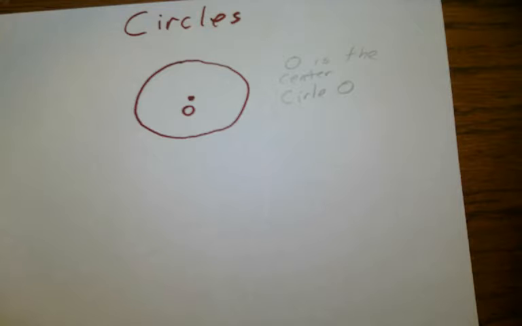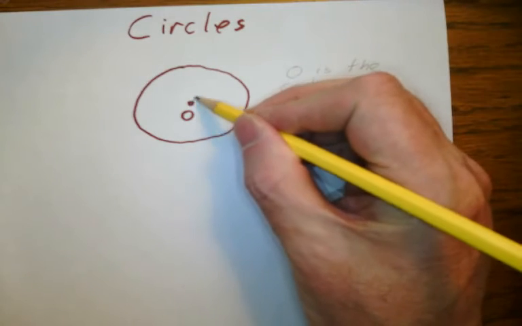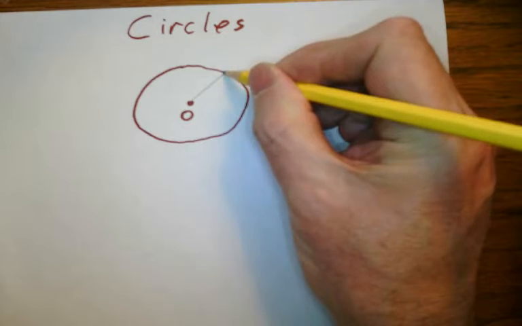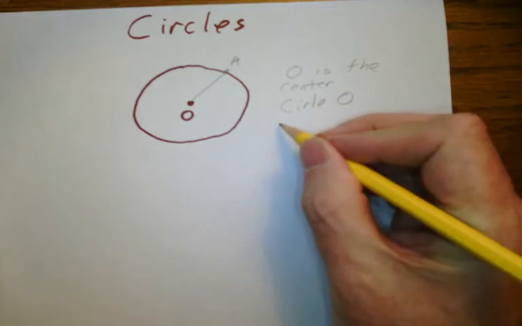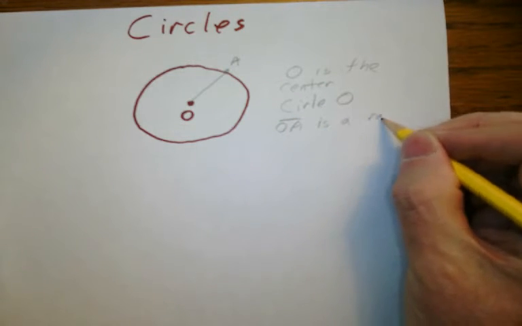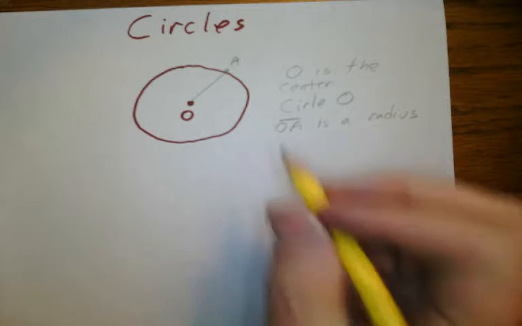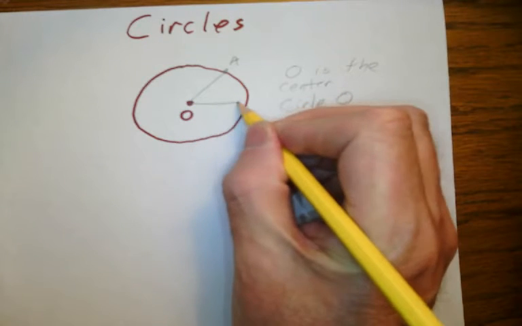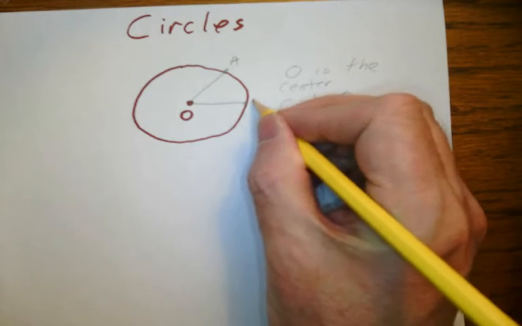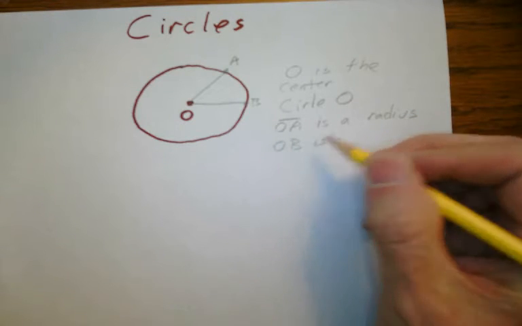Now, a radius is a line from the center out to the edge. I'm going to call that point A. So OA is a radius. You can draw as many radiuses, or the plural of radius is radii. You can draw as many radii as you wish, and they're all going to be equal in length. So OB is another radius.